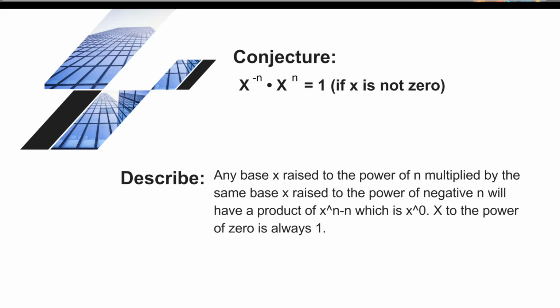My conjecture is that x raised to the power of n multiplied by x raised to the power of negative n equals 1, provided that x is not 0, and this equation can also be reversed into x raised to the power of n multiplied by x raised to the power of negative n equals 0, once again provided that x is not 0.